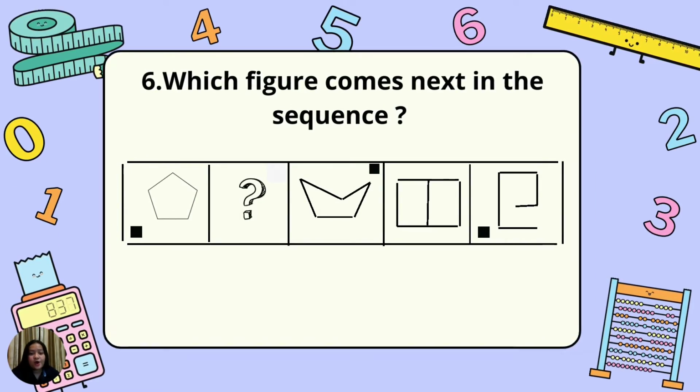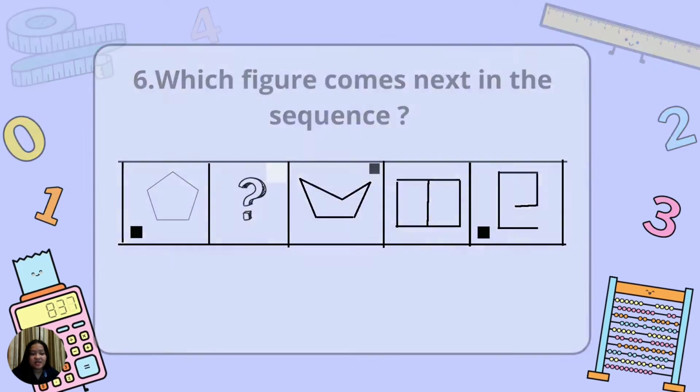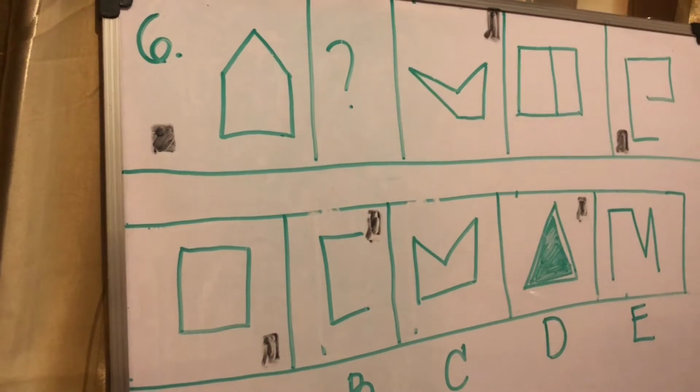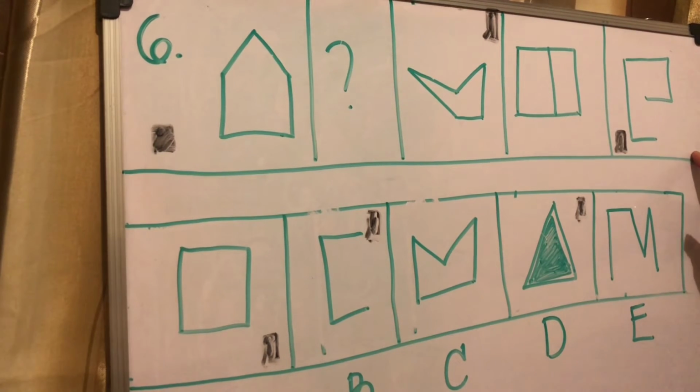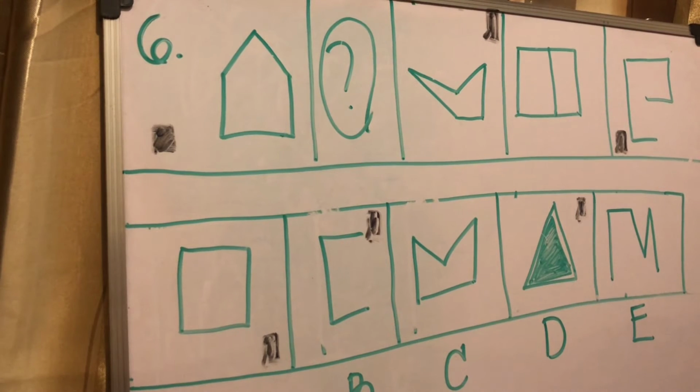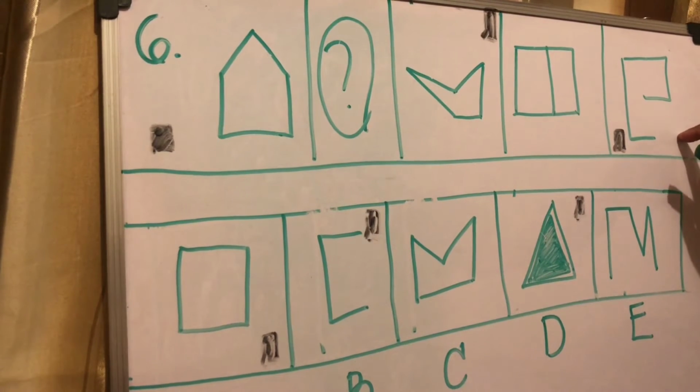Example number 6. Which figure comes next in the sequence? We have here the choices A, B, C, D, and E. So we have this pattern there, and we have to decide which one actually fits in that sequence. So let's use our same methodology for answering this inductive reasoning test.